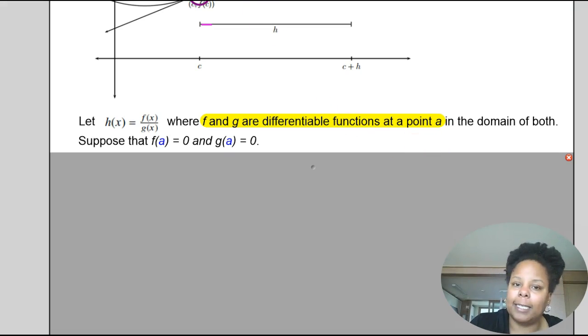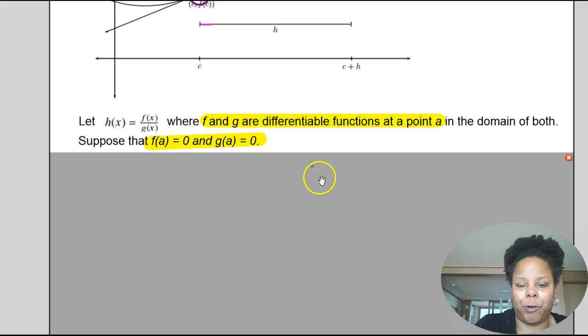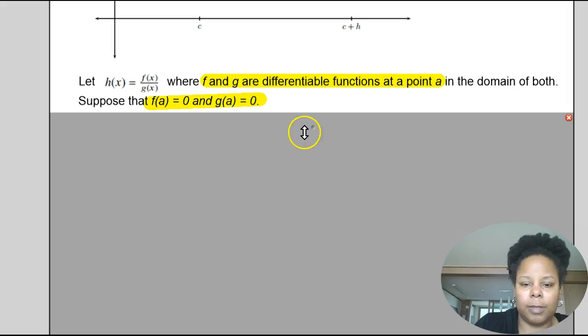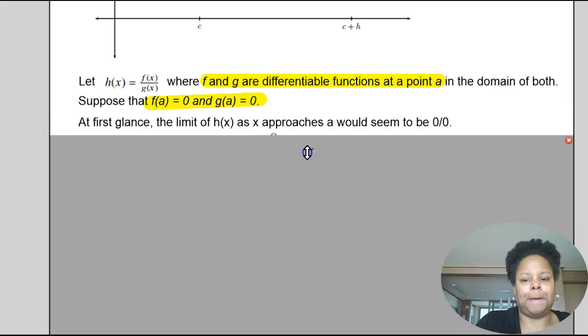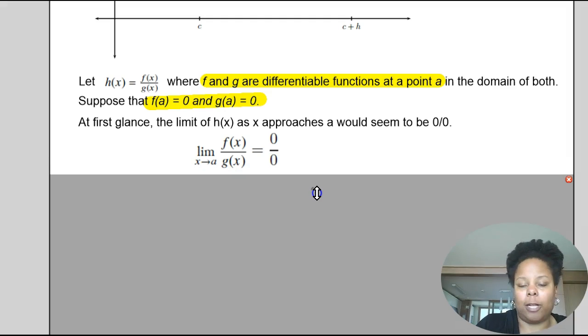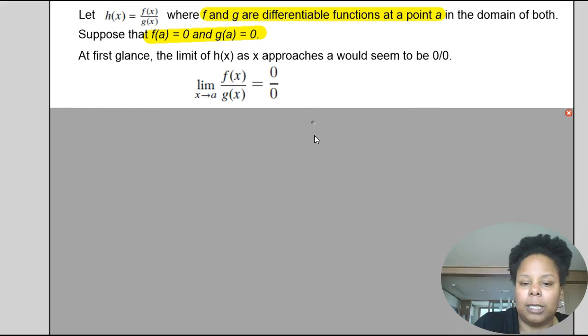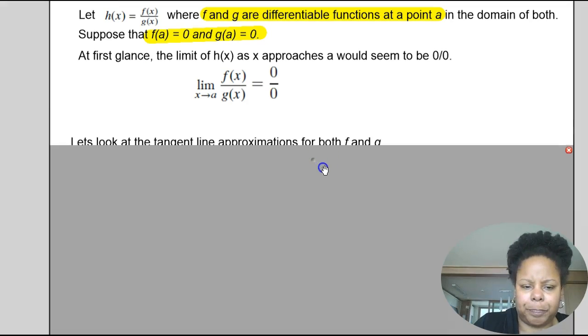And then the second condition that we need, and you'll see why a little bit later, is that the numerator and the denominator functions evaluated at that point A are both 0. And as you can see, we have that with our problem that we had earlier. So let's say that when we take the limit of the function, it seemed that it would be equal to 0 algebraically, but let's use linear approximation to apply the limit.